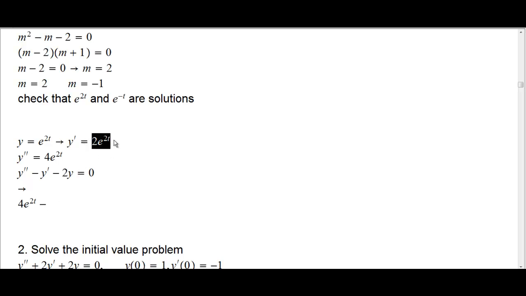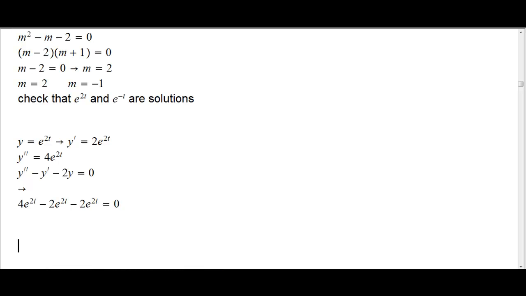And this is this, right? Are we good? Minus 2 times y, and who is y, right? And this equals what? 0, right? Everybody happy? And from there, we have that y equals e to the 2t is a solution, right? Am I clear?